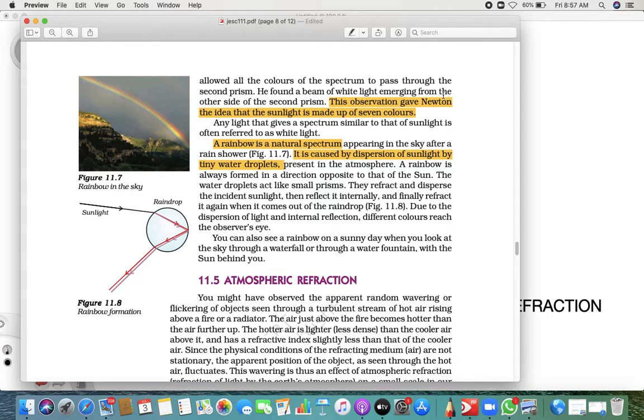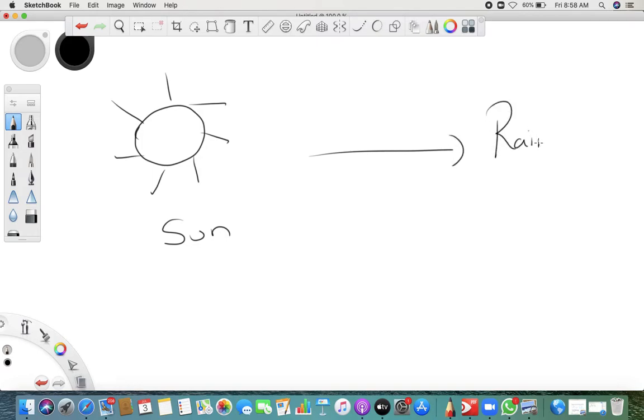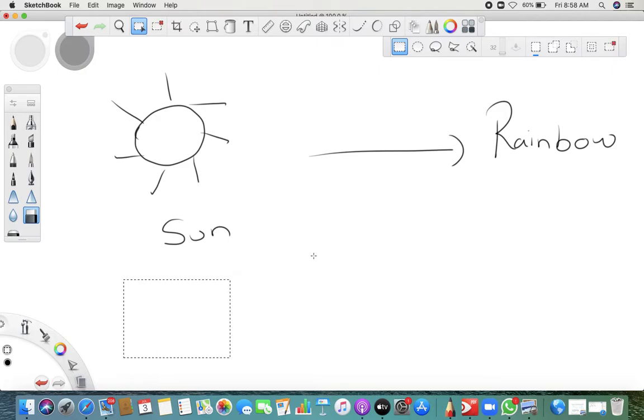First of all, a rainbow always forms after the rainfall, when there is sun also, and tiny water droplets. So if the sun is here, always remember, the rainbow always forms in the opposite direction. It can never be on the same side. Remember, the rainbow can never be here. It is always on the opposite side. So if the sun is in the east, the rainbow is on this side.